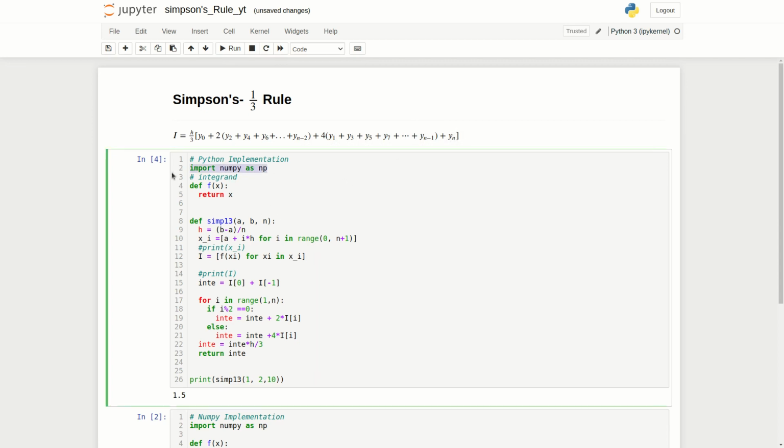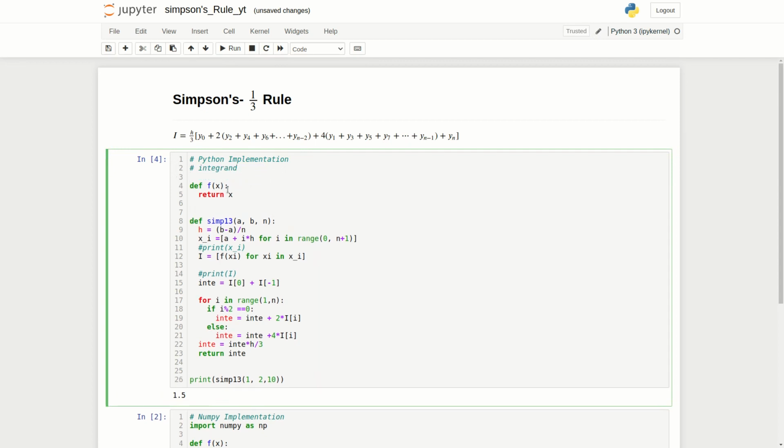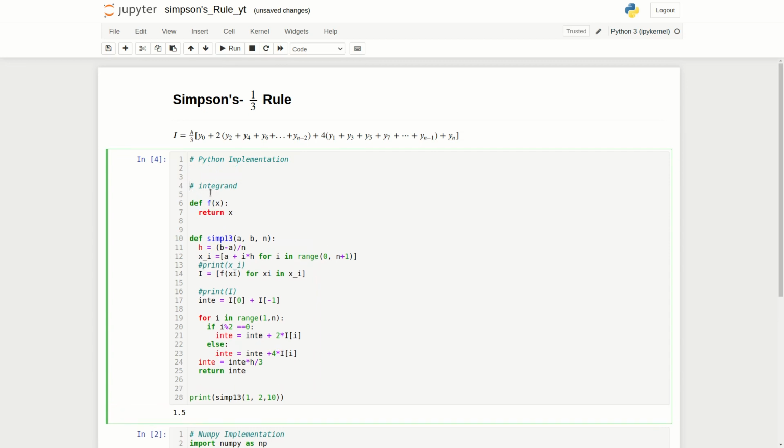We do not need any Numpy, so I am just removing this. First we use pure Python. First we define a function. In this case, first we take a linear function x. If we integrate x, say with limit 0 to 1, then whatever may be the limit, we integrate the function. This is your integrand. It will return x.